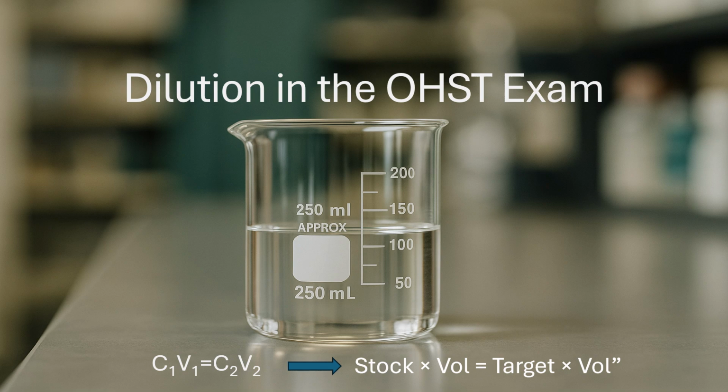On your OHST exam, you'll often see questions asking how to make a weaker chemical solution from a stronger stock. The key formula is C₁V₁ equals C₂V₂. That's concentration times volume before and after dilution. Let's walk through a real example together.